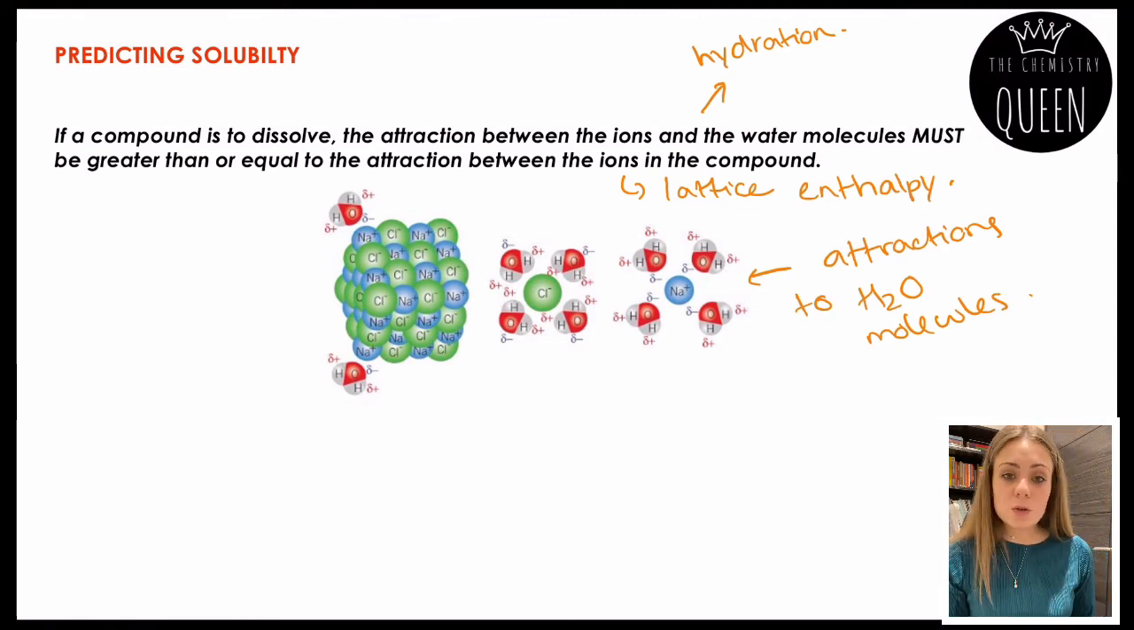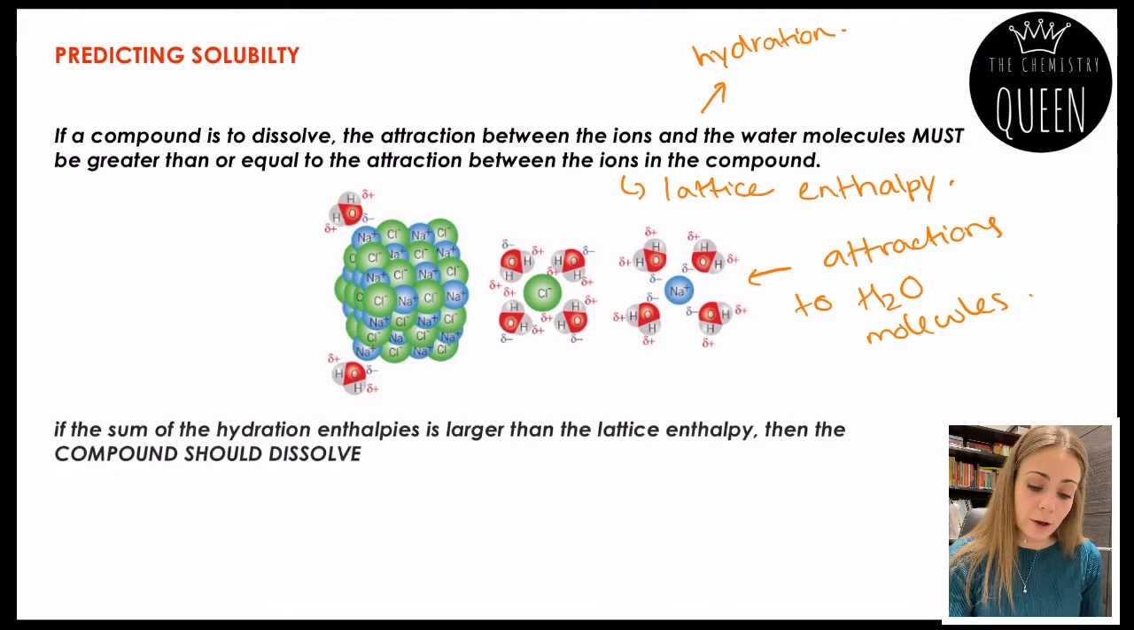Now, in order for that to happen, in order for the compound to break down when it's dissolved in water, because it doesn't just do it on its own, something has to physically break those ionic bonds, and it's the water molecules that have that strength. If the attraction is strong enough, the water molecules are able to break down that compound, overcoming the ionic bonds, meaning that the hydration enthalpies are going to be greater than the lattice enthalpy, because it's the attraction between the water molecules and the ions that actually physically breaks the compound down.